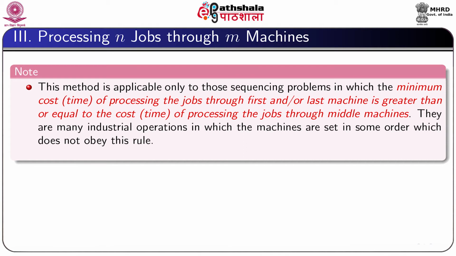The above mentioned procedure of solving the sequencing problem is not a general procedure. The method is applicable only to those sequencing problems in which the minimum cost or time of processing the jobs through the first and/or last machine is greater than or equal to the cost or time of processing the jobs through the middle machines. There are many industrial operations in which the machines are set in some order which does not follow this rule.